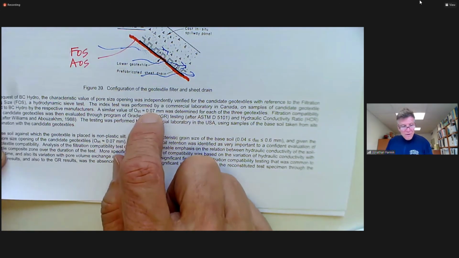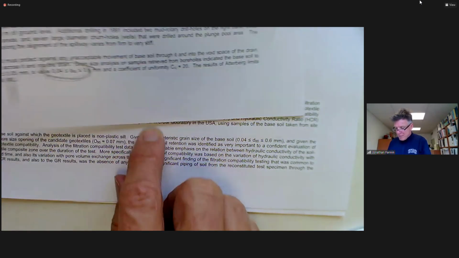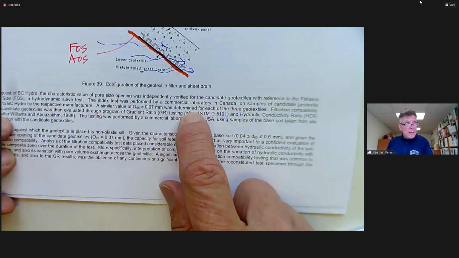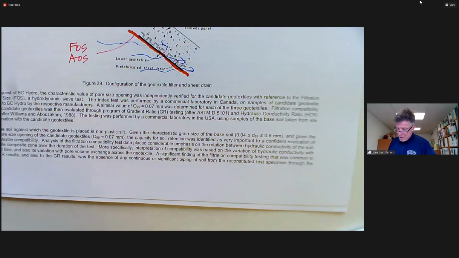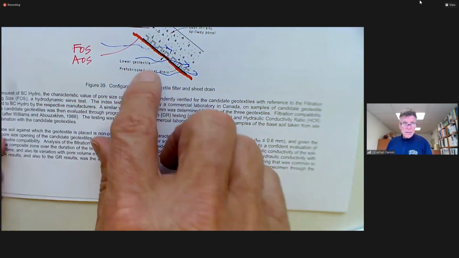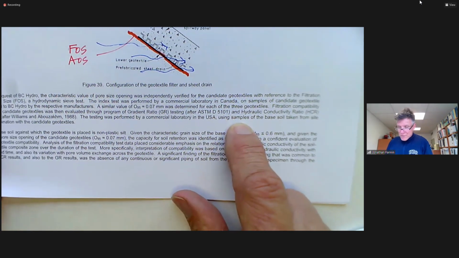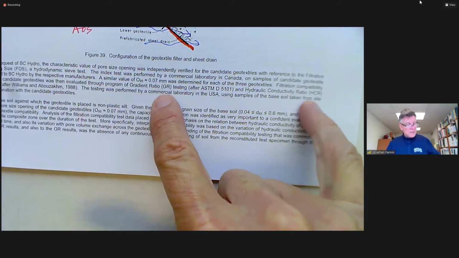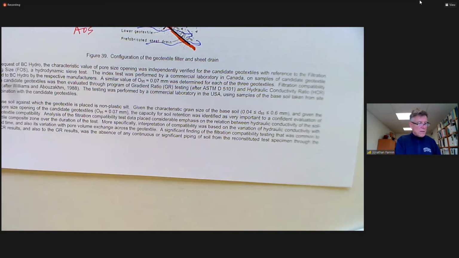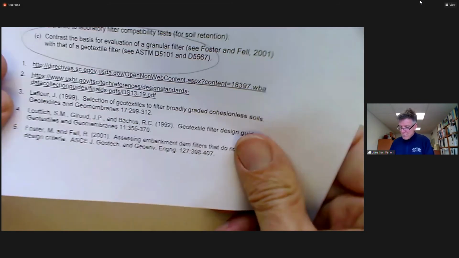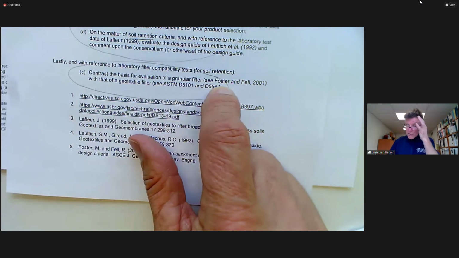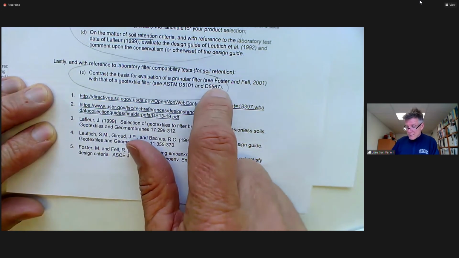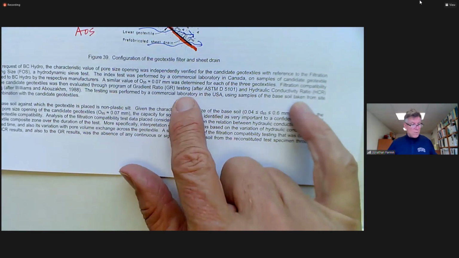And because this O95 was that little bit larger than the finer end of the D85 range, off we shipped the soils to Atlanta, Georgia, with the coupons of the geotextiles, and Geosyntec Inc. did the lab testing. And the question was, is it or is it not filter compatible based on these 2 tests, right? It's a little bit like the homework assignment, and I ask you, contrast the basis for evaluation of a granular filter with that of a geotextile filter. There's the gradient ratio test, there's the hydraulic conductivity ratio test, and that's actually what we did on the project.